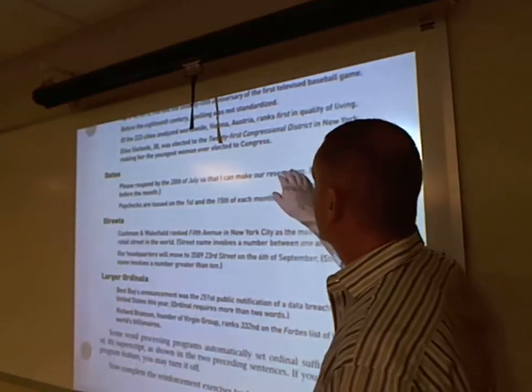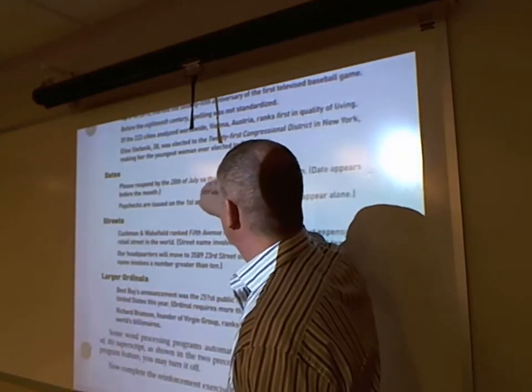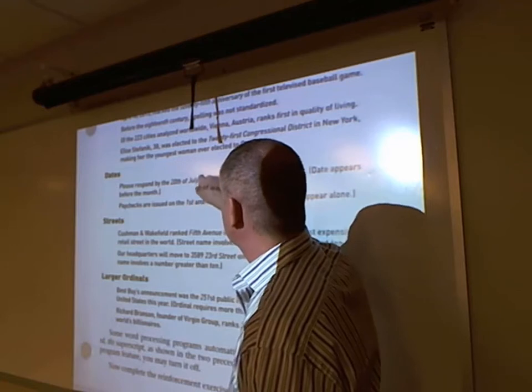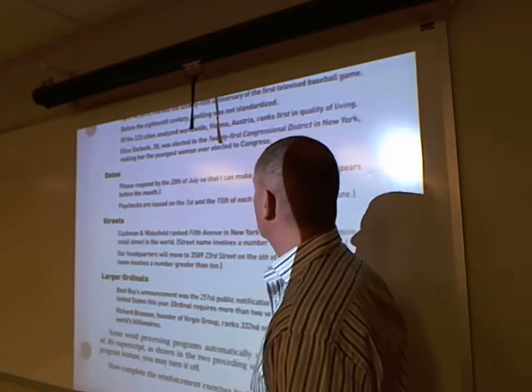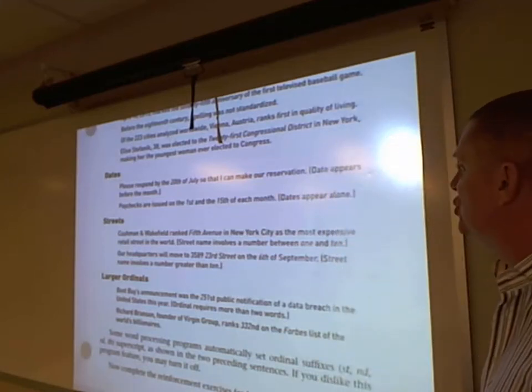Streets. Cushman and Wakefield ranked 5th Avenue in New York City as the most expensive retail street in the world. The street name involves a number between 1 and 10.